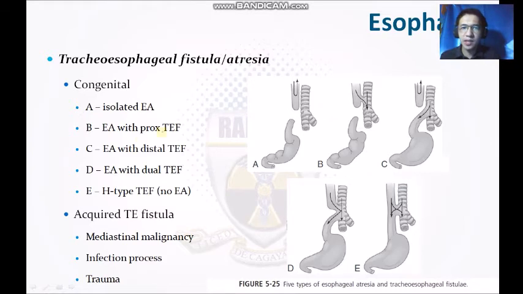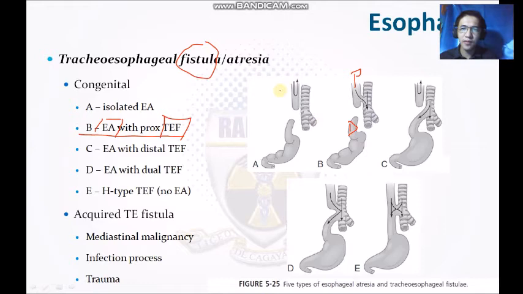Okay, so next we have the letter B. Letter B is EA with proximal TEF. This is esophageal atresia with proximal tracheoesophageal fistula. Again, fistula that is related to abnormal connection. Okay. So we have here the proximal esophagus. This is the distal esophagus.